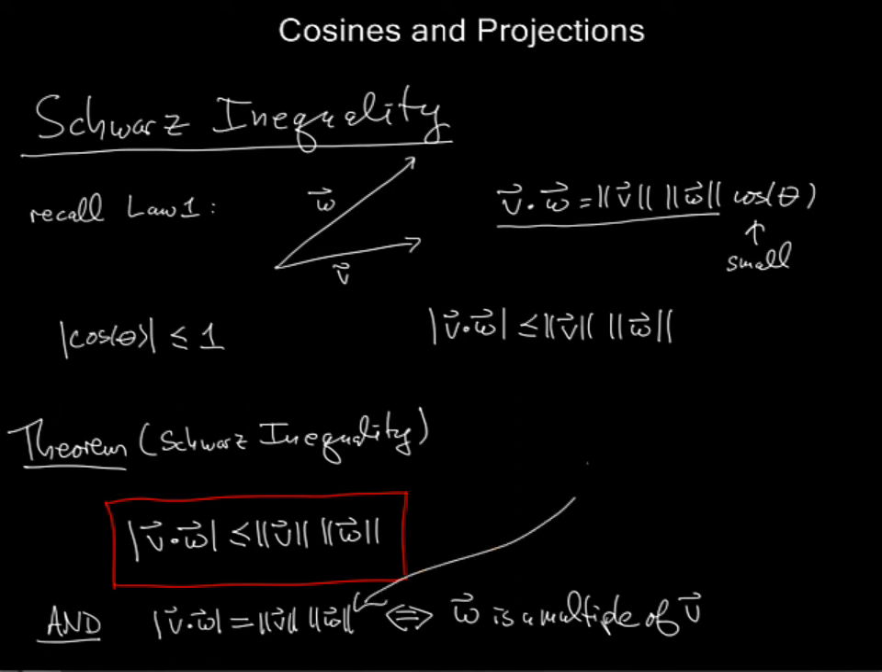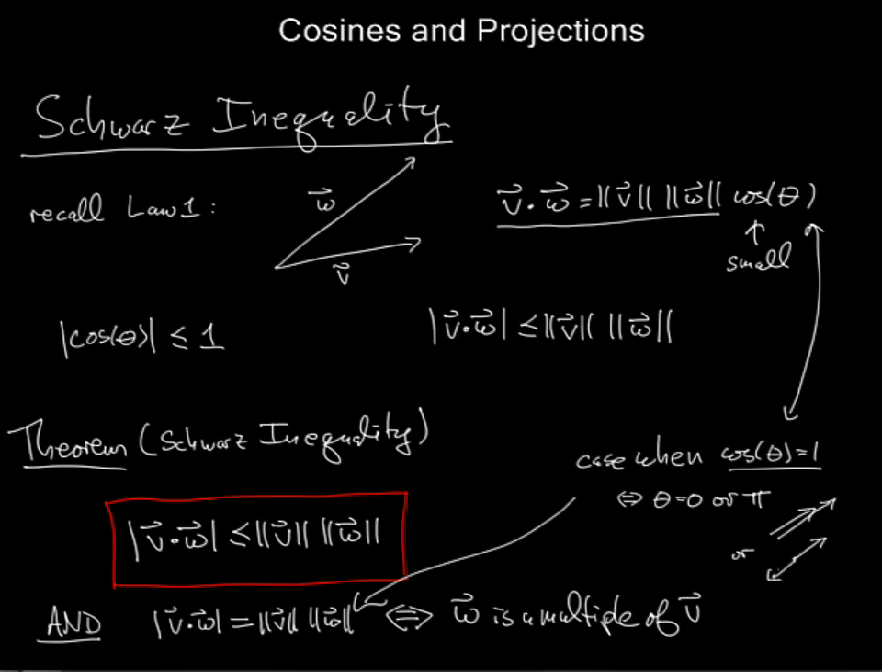And why is that? Well, if you look back up at this equation, how can you have equality? That's exactly when cosine of theta is equal to 1, or minus 1, which is to say theta is 0 or pi, which is to say v and w are pointing in the same direction or they're pointing in opposite directions.